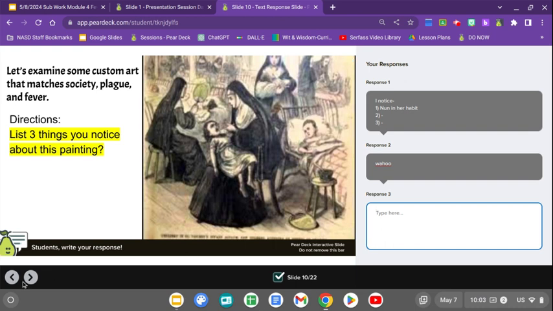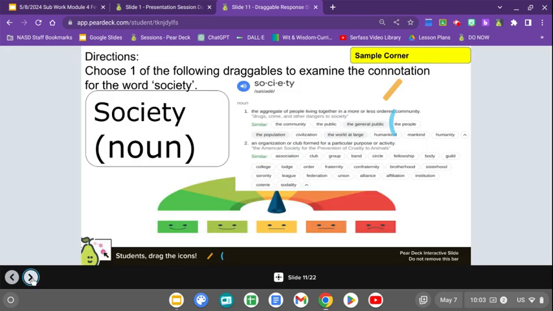Excellent. Slide 11. Here we have society again, because it's that important of a term for this book, for this history, for this setting, and all the conflicts in it. So we're going to look at 2 definitions of society with a larger emphasis on the first one. Okay? So society is a noun, the aggregate of people living together in more or less an ordered community.